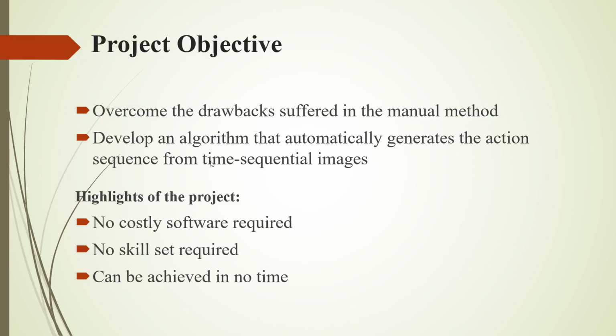So let's move on to the project objective. The main objective of this project is to overcome all the drawbacks suffered in the manual method for generation of action sequences: to develop an algorithm that automatically generates the action sequence from time sequential images. I've used MATLAB coding for this, so there is no high-end software like Photoshop involved. This greatly reduces the cost. Moreover, no special skill set is required. Anyone can take a picture and simply run this algorithm to get the required output. And one more major highlight is that this can be achieved in no time.